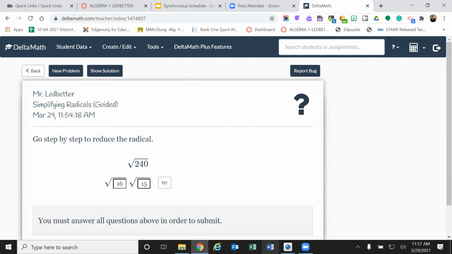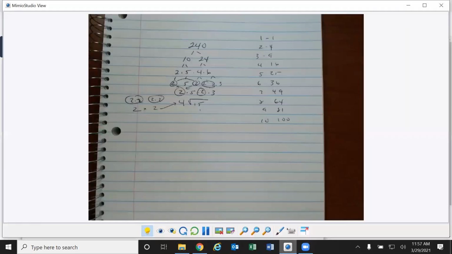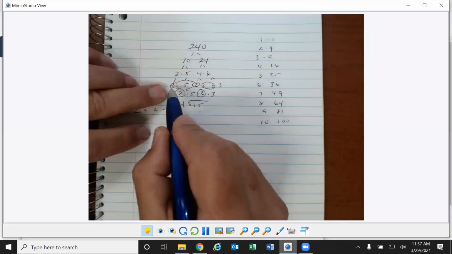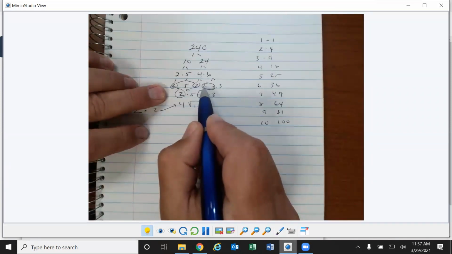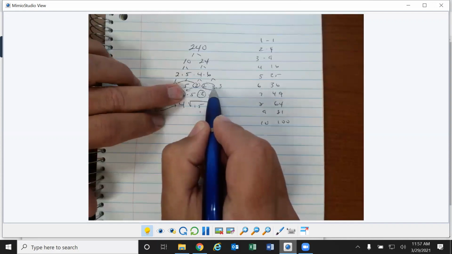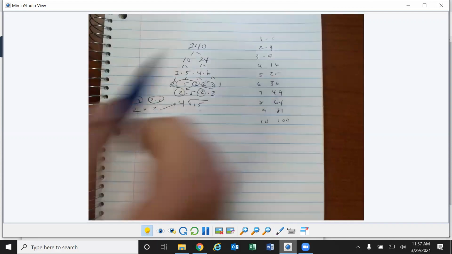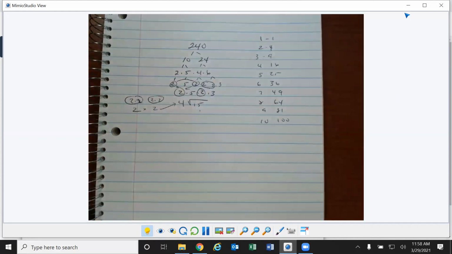Okay, so what I did here is I forgot that it wants the perfect square first. And so I've circled this. This is 2 times 2, which is 4, times 2 more is 8, and 8 times 2 is 16. Those are the ones that are circled, and then that's 15. So I'll do the next one like this so that way you can kind of see it better.